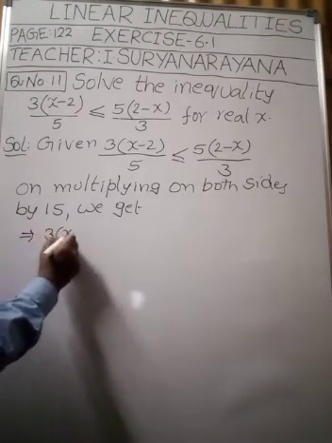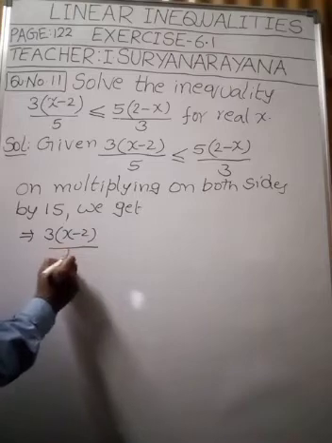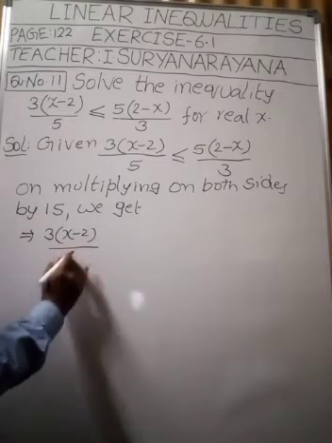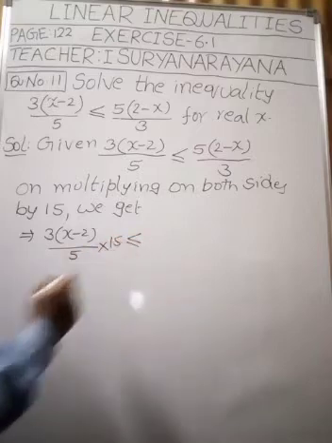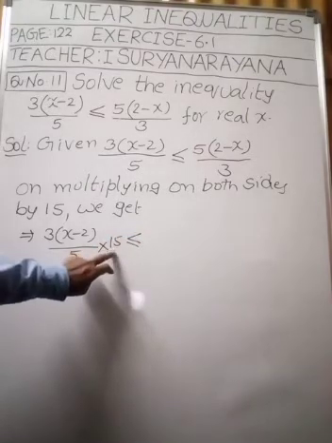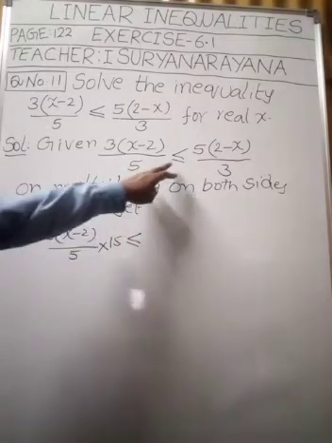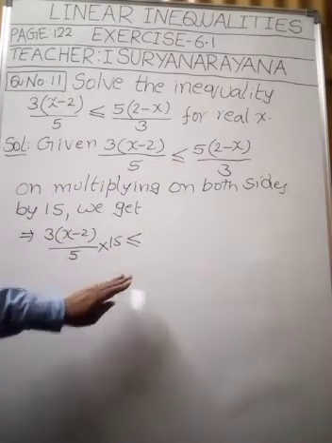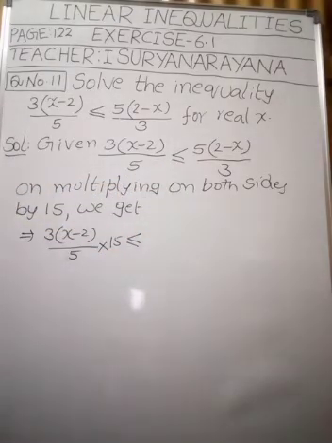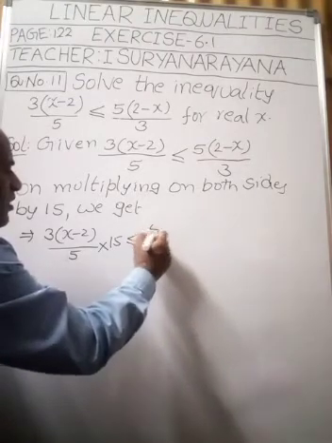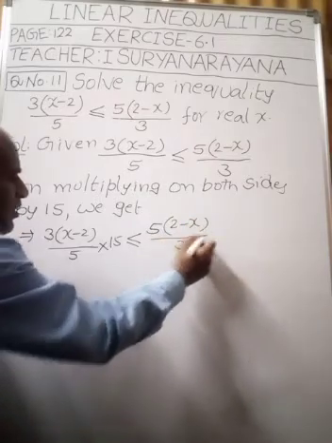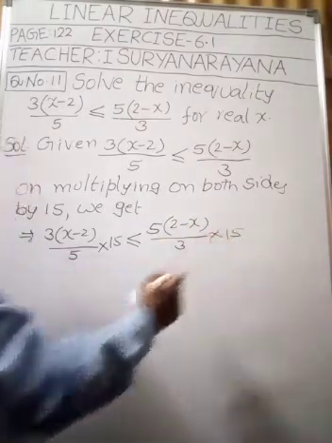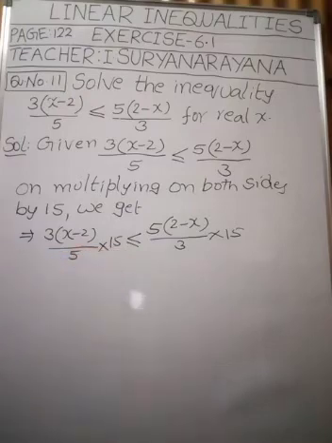(x minus 2) by 5 into 15 less than or equal to, here we are multiplying by a positive number. So, the inequality sign does not change. Okay, my children, remember this point. Less than or equal to 5 into (2 minus x) by 3 into 15. Understood this step, my children?